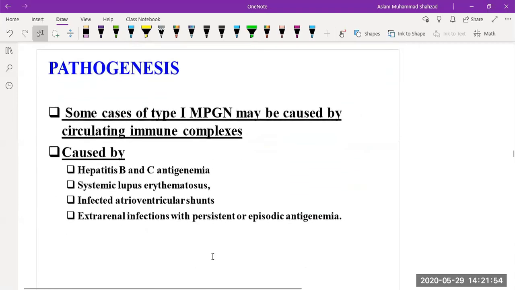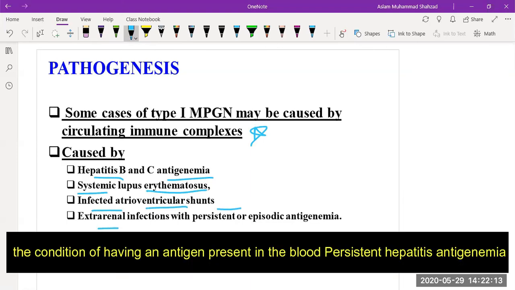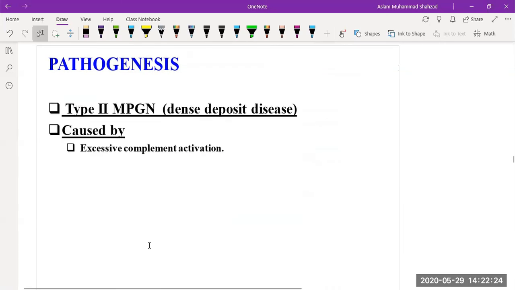When we take a look at the pathogenesis, it is caused by the immune system or the formation of circulating immune complexes, caused by hepatitis B and C antigenemia, meaning viral infection, or autoimmune disease such as systemic lupus erythematosus, or infected arteriovenous shunt, or extra-renal infection persistent with episodic antigenemia. Type 2 MPGN is caused by the dense deposition of the disease, caused because of excessive complement activation. Again, the excessive activation of the complement system.